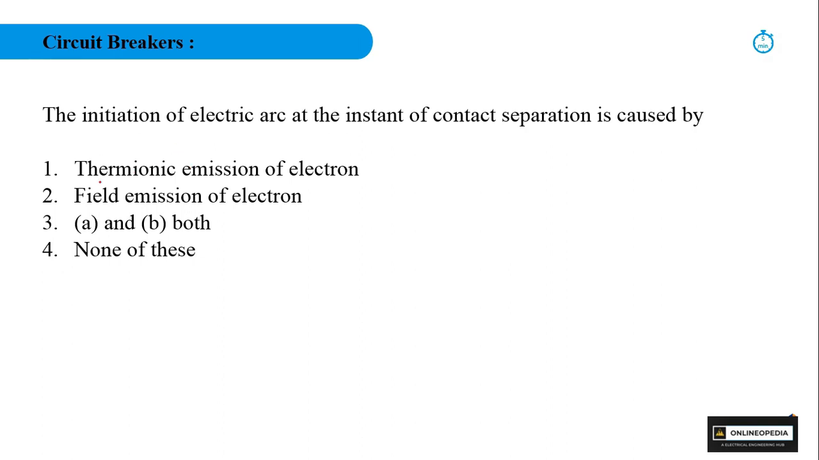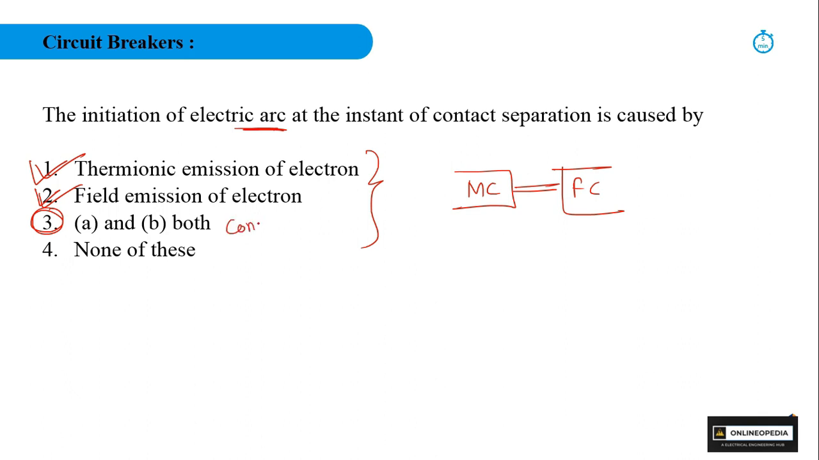Next question: the initiation of electric arc at the instant of contact separation is caused by. The options are thermionic emission, field emission, both, and none of these. The arc between the moving contact and the fixed contact is produced due to thermionic emission as well as field emission. That is, option 3 is correct.